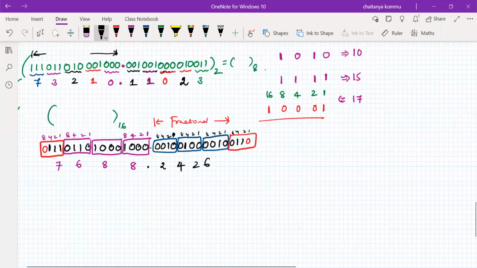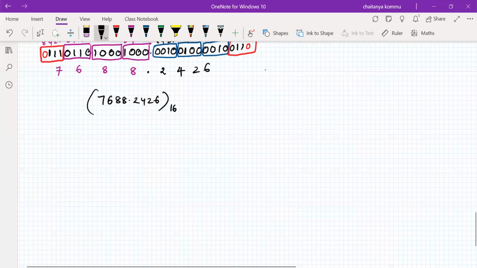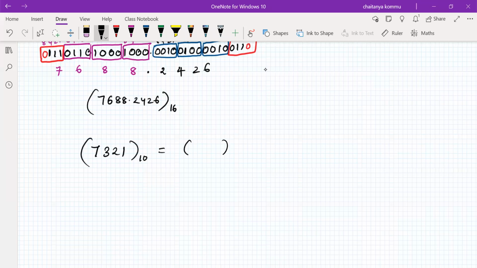So therefore this value is 7688.2426 of base 16. Is it clear to all of you? But care must be taken when a number, for example 7321 of base 10, is converted into base 2. Why? Because here also 4 bits are required. So in this case, we don't have any problem.